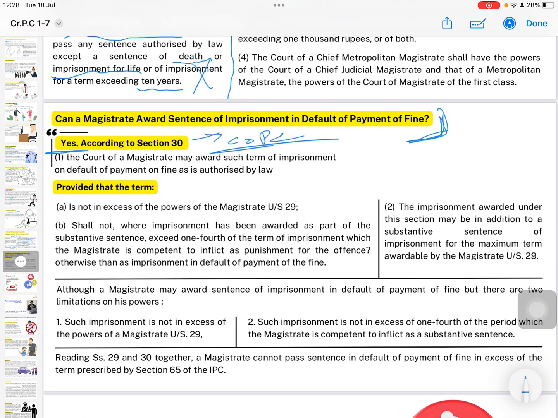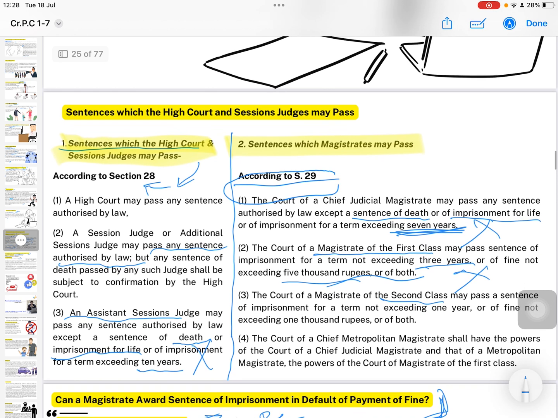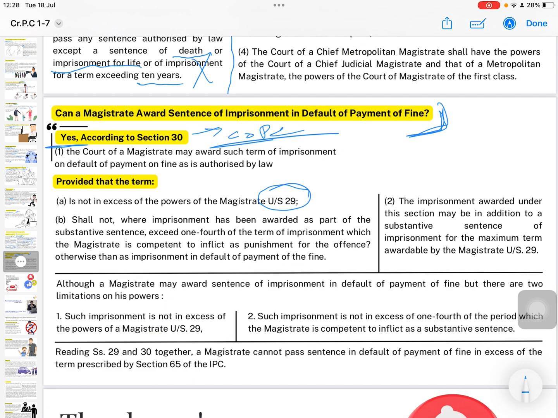According to section 30 of CrPC, the court of a magistrate may award such term of imprisonment on default of payment of fine as is authorized by law, provided that the term is not in excess of the powers of the magistrate under section 29. ये हमने बात किया था ना, section 29. It shall not, where imprisonment has been awarded as a part of the substantive sentence, exceed 1/4 of the term of imprisonment which the magistrate is competent to inflict as punishment for the offence, otherwise than as imprisonment in default of payment of the fine.